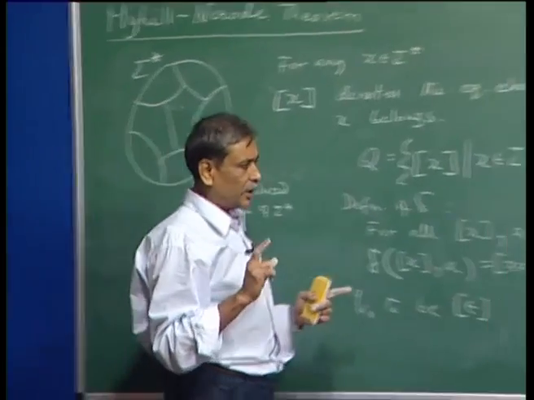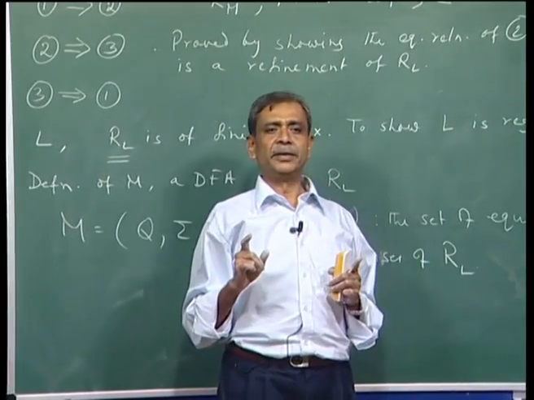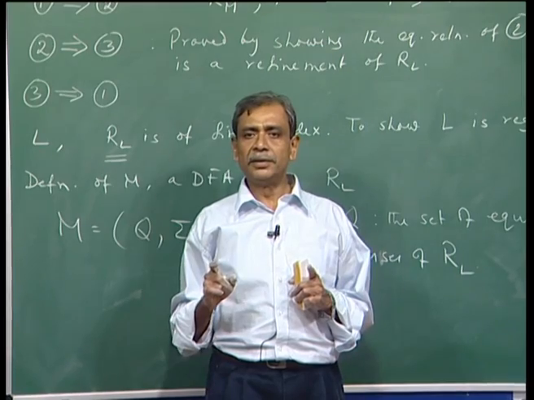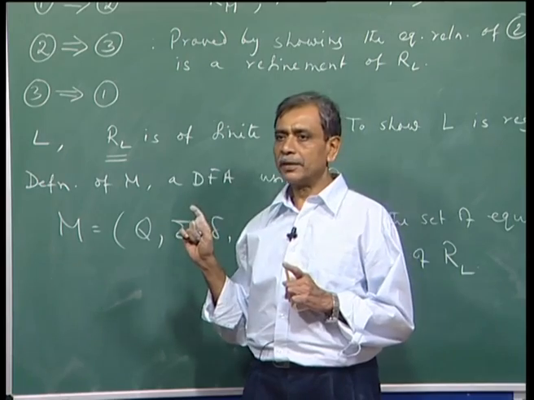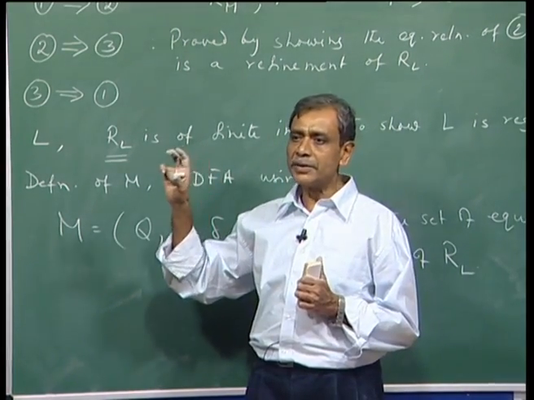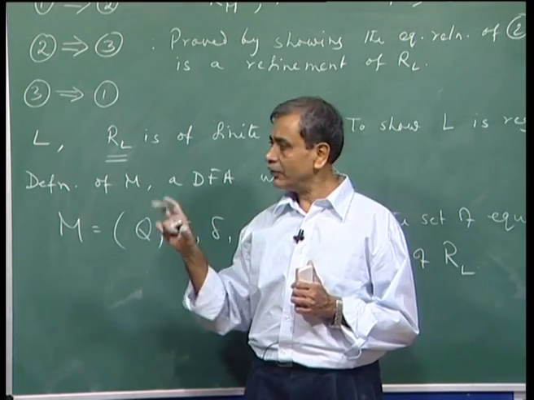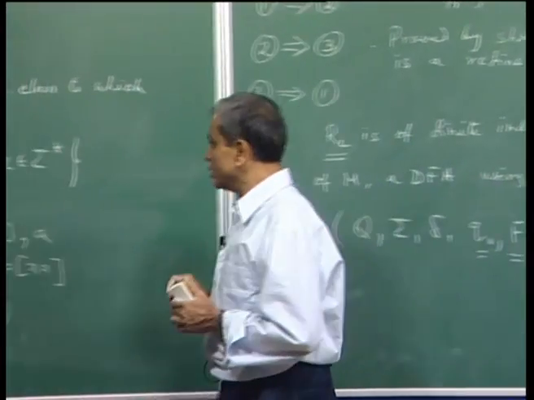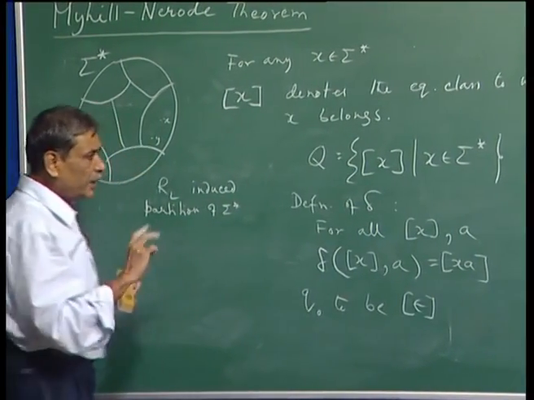See, we have considered that the equivalence classes of RL constitute the states of the machine M, right. So, please keep that in mind. At one level we are talking of equivalence classes which are sets of strings, but at the other level we are thinking that this entire equivalence class is a state. It takes a little while maybe to appreciate this, but really there is no difficulty.